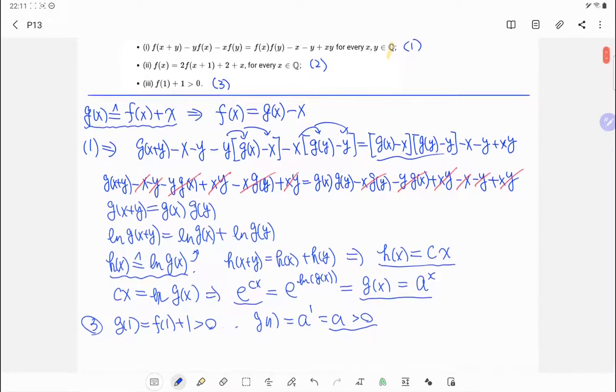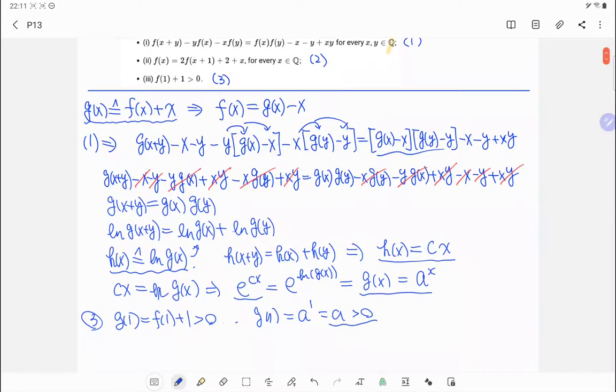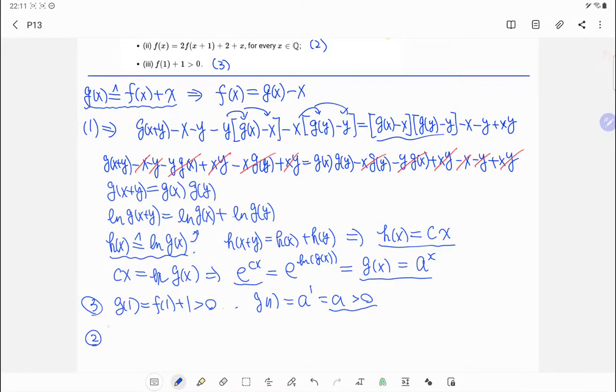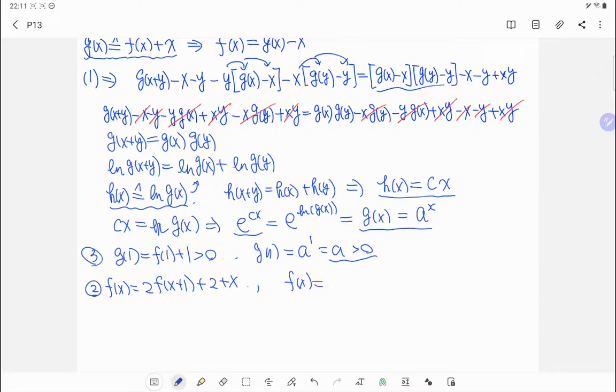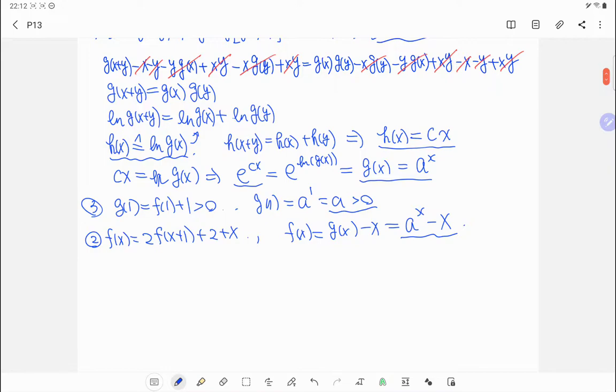Okay, so now we can also make use of the second condition, so that we can actually find what the value of a should be, rather than an arbitrary constant. From condition 2, we have f of x equals 2 times f of x plus 1, plus 2 plus x. Also, g of x is a to the x power, which means f of x should be g of x minus x, according to our definition, which means it is a to the x power minus x. So let us substitute this into condition 2.